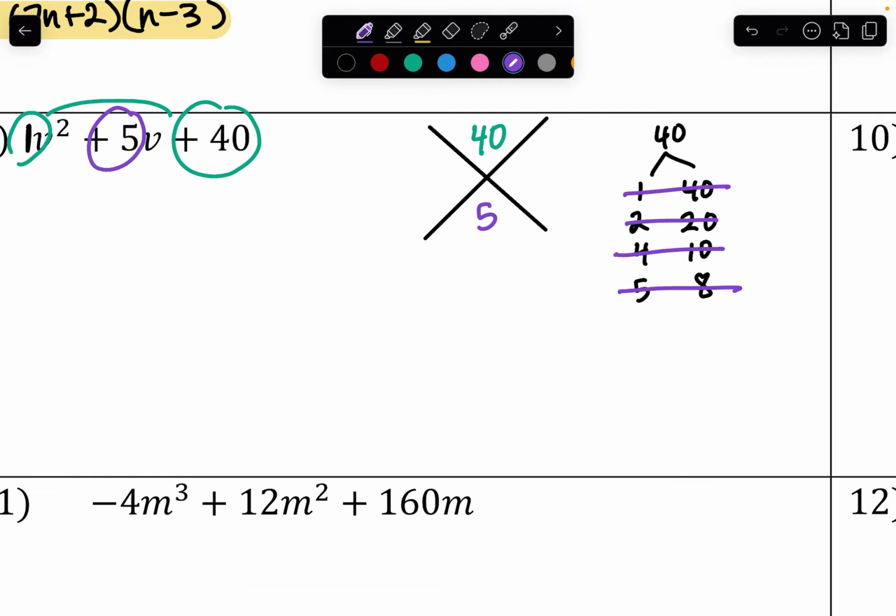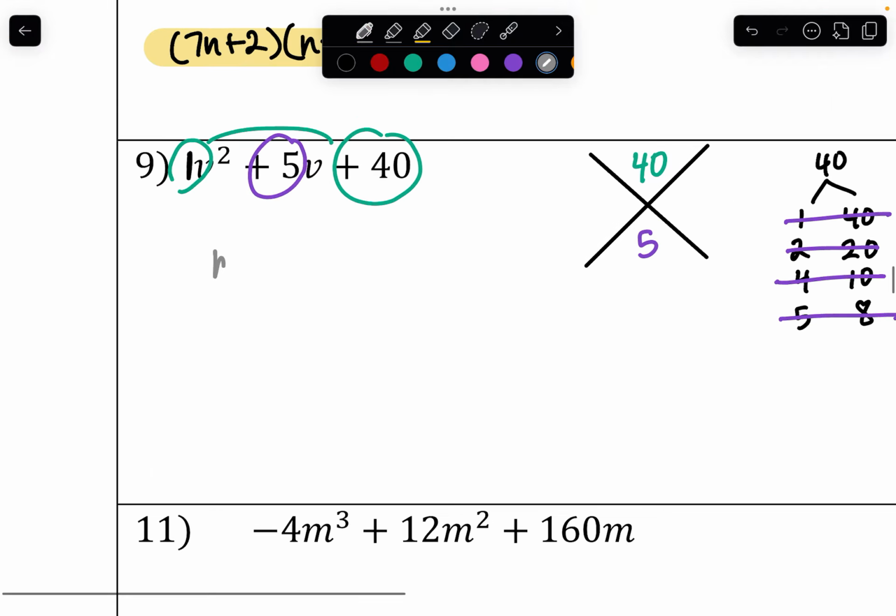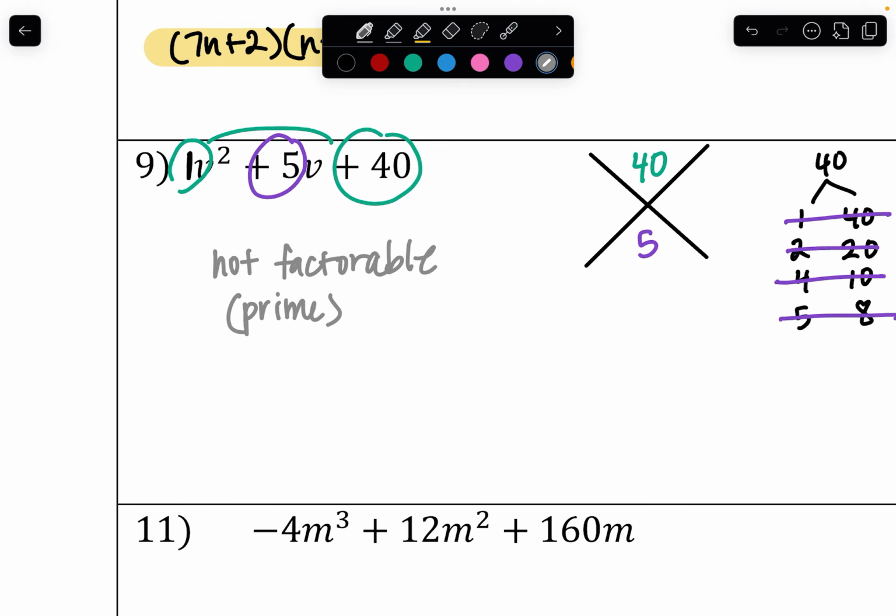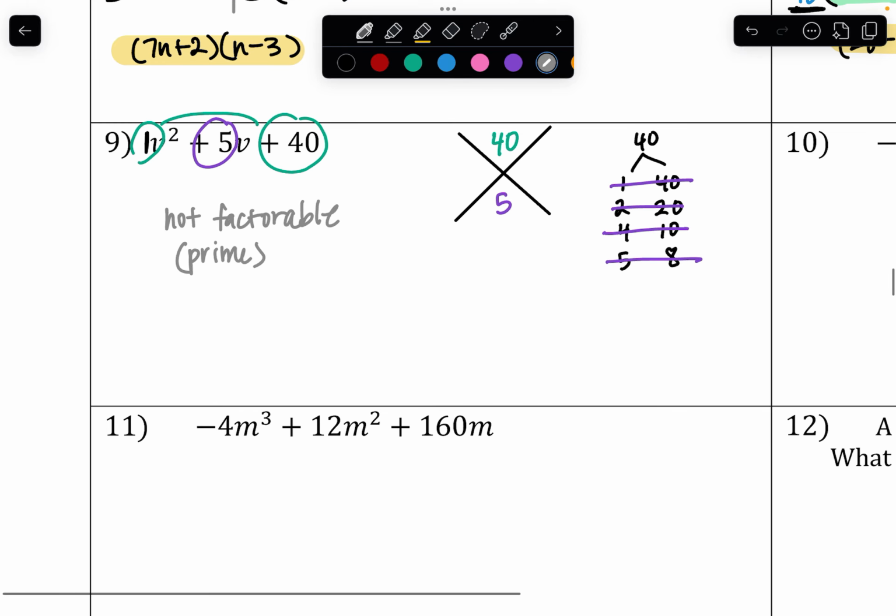So when there are no magic numbers, this is considered not factorable. Another name for not factorable is prime. Okay, not factorable or prime.